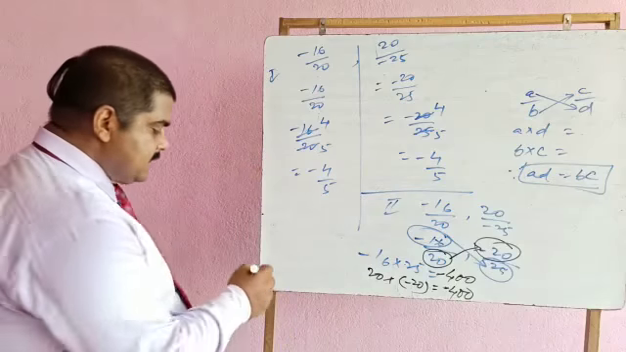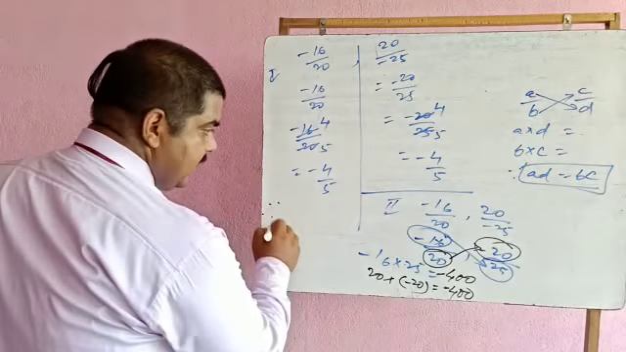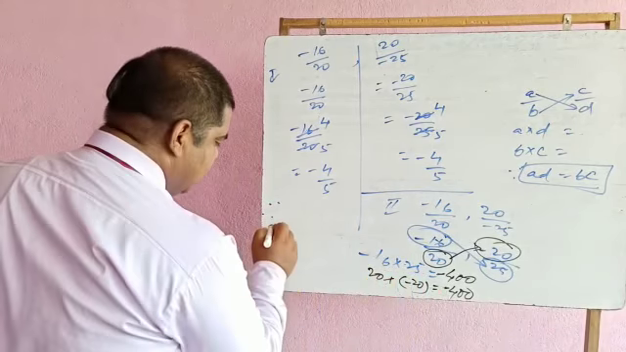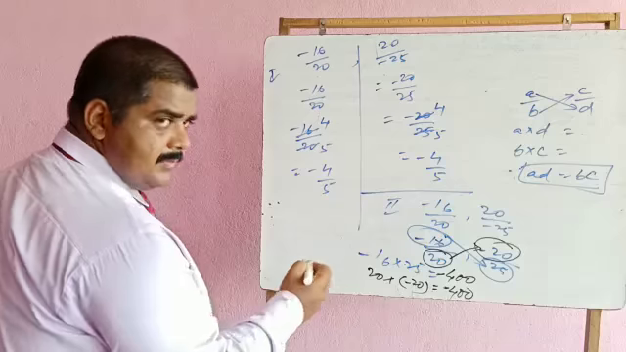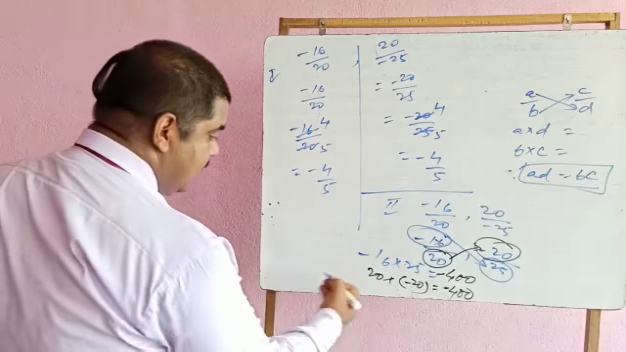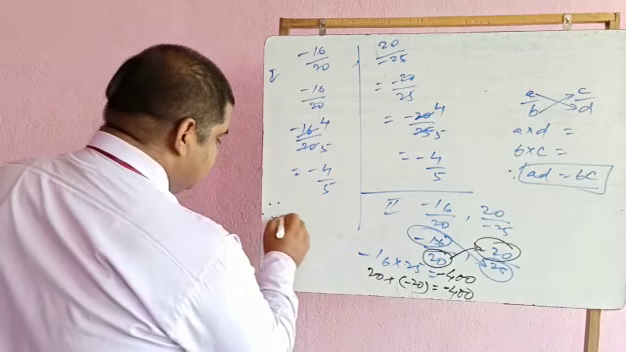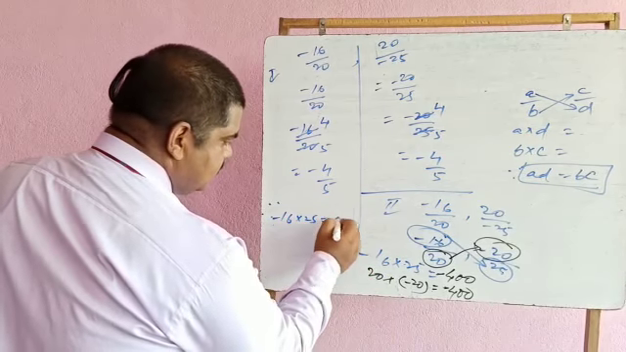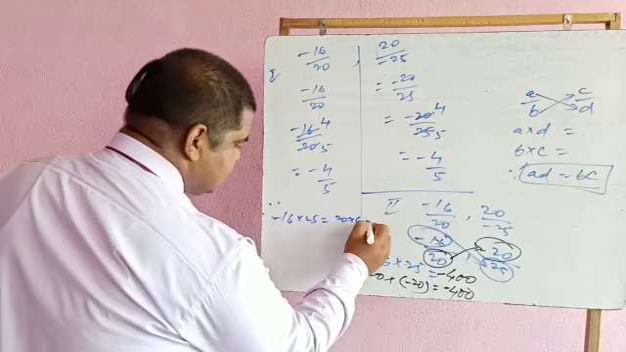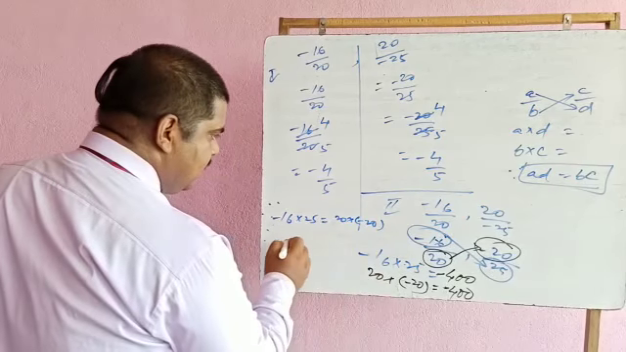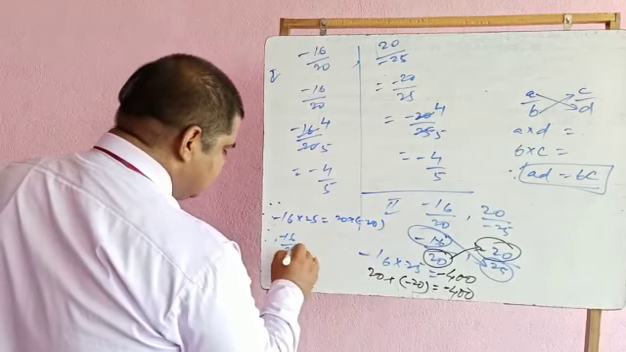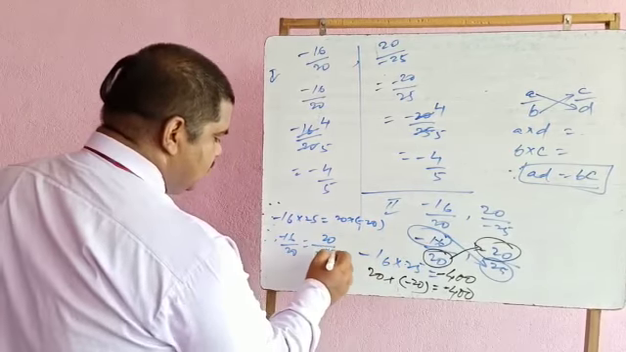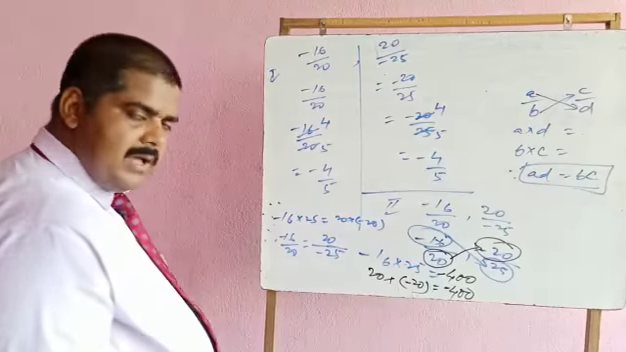Since minus 400 equals minus 400, you have to write it down just below. I have a very short board, so I have just written it beside, but you have to write it down after this one. Minus 16 into 25 is equal to 20 into minus 20, and therefore minus 16 upon 20 is equal to 20 upon minus 25.